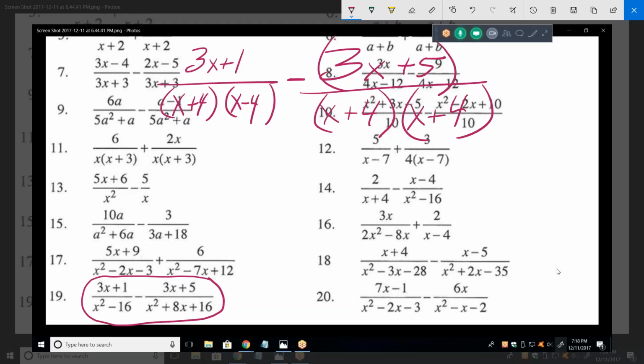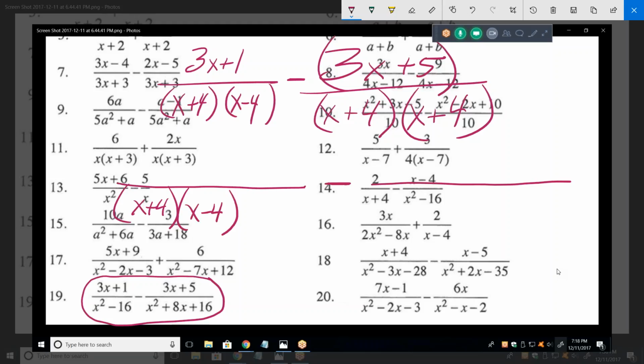Now, what is the least common denominator? X plus 4 times x plus 4 times x minus 4. Actually, yes, you're right. That's the only thing that divides evenly into and that divides evenly into. So that's definitely my common denominator. Let me put it in both denominators.